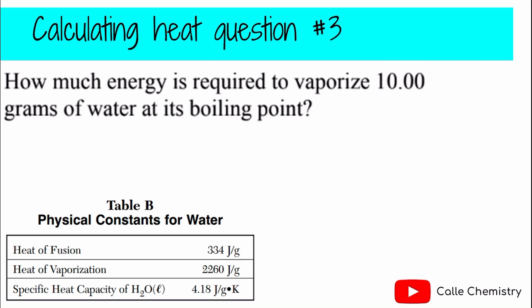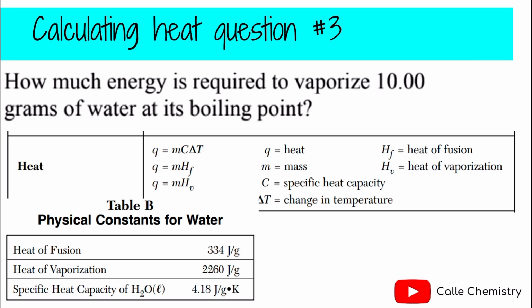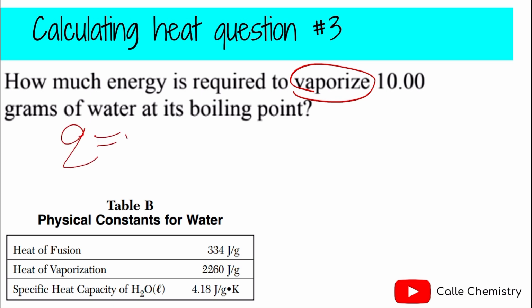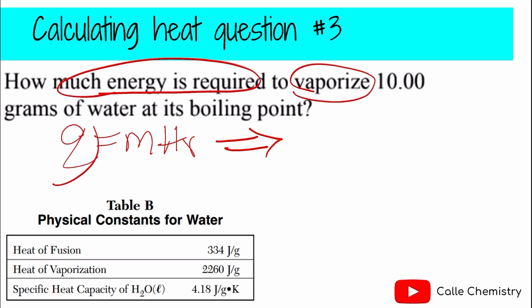How much energy is required to vaporize 10 grams of water at its boiling point? Okay, once again, we got to know, is this talking about change in temperature? No temperature is mentioned here, so I know that it can't be the first equation. The key word here I see is vaporize, and that's telling me that I need to use the heat of vaporization equation. So I'm going to write it down. Q equals mHV. And they tell me that I am calculating energy. So I'm calculating heat. So Q is my X.